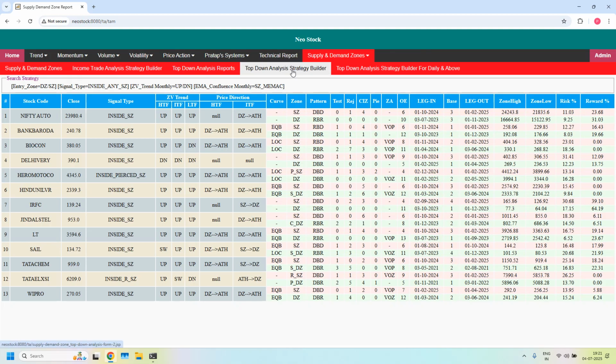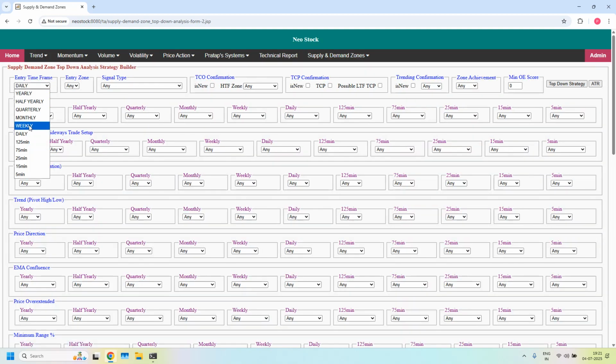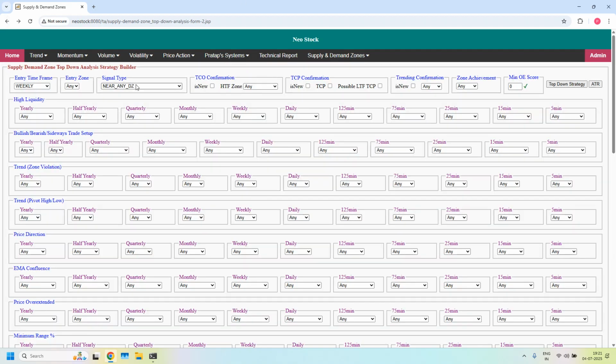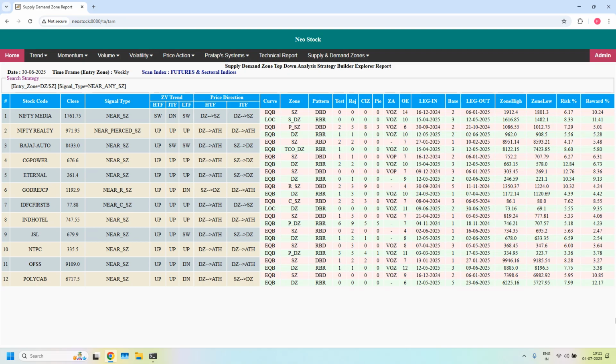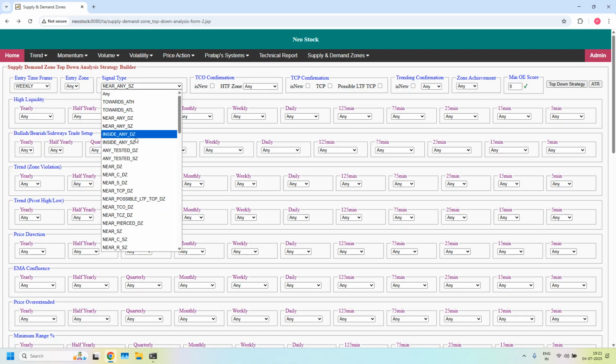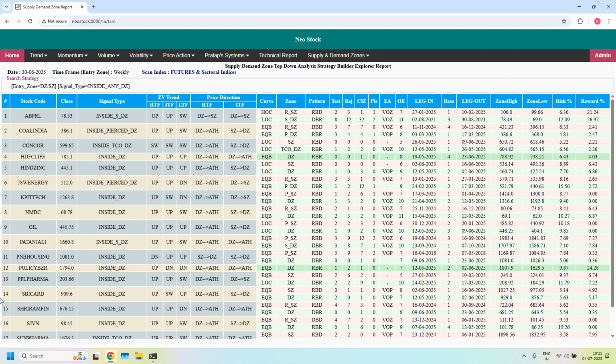Next we will look into weekly time frame. Weekly time frame, stocks near to the weekly demand zone, we got 8 stocks. Next, stocks near to the weekly supply zone, we got 12 stocks. Next, weekly time frame, price closed inside the weekly demand zone. First 16 stocks in the list. I am scrolling the list down.